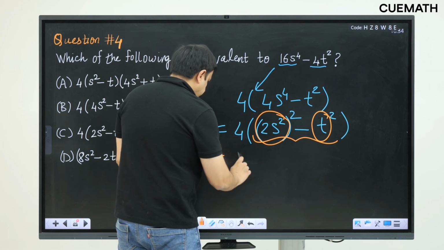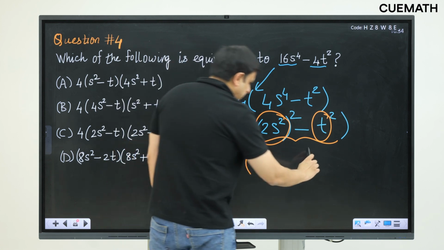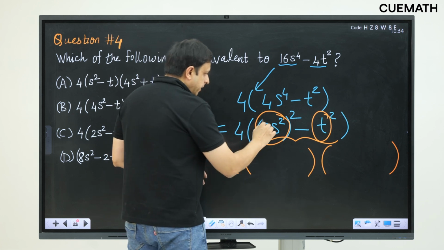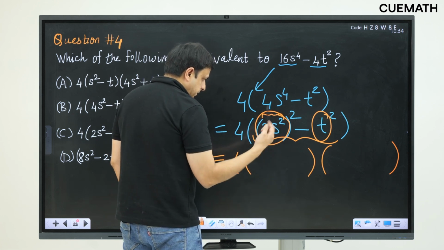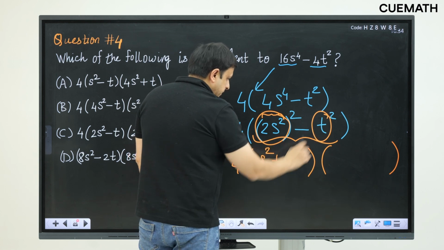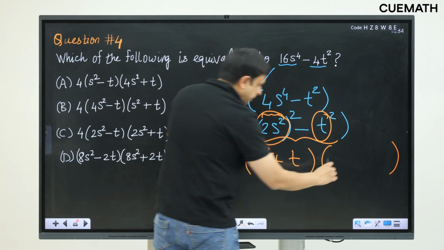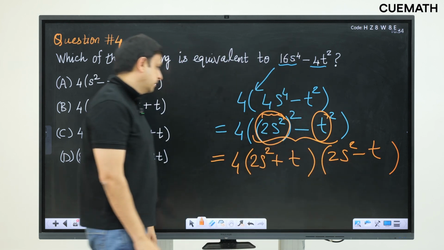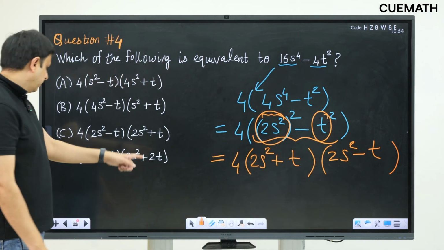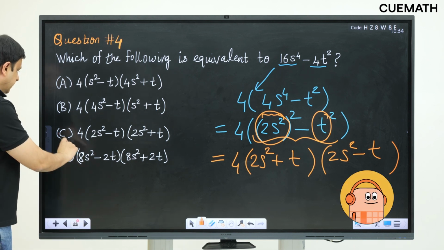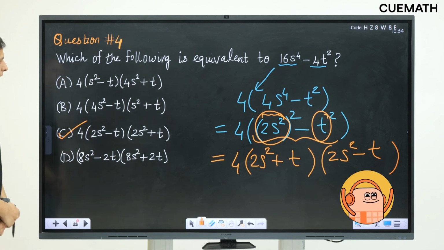So, I will write this as 4 times (a plus b) times (a minus b), but now this is important, a here is 2s square. So, that is the first term. So, I write 2s square plus b, which is t here, and a minus b, so 2s square minus t. So, this is how I can factorize this, and I can observe that that is equal to option C here. So, option C is the correct answer in this case.